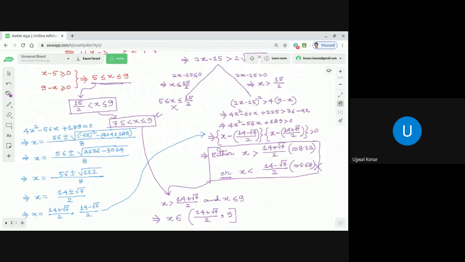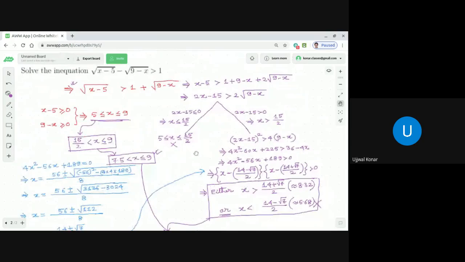You see, dear students, apparently it looks like there are so many corner cases we need to include. Yes. But our tendency is to just make a square and proceed. No, not at all. It has to abide by the guidelines I discussed in the previous section in the theory. If I make a quick recap: square root of x minus 5 is greater than 1 plus square root of 9 minus x.